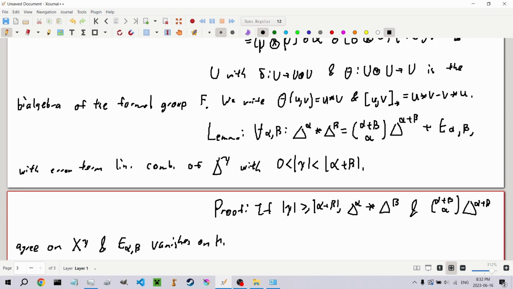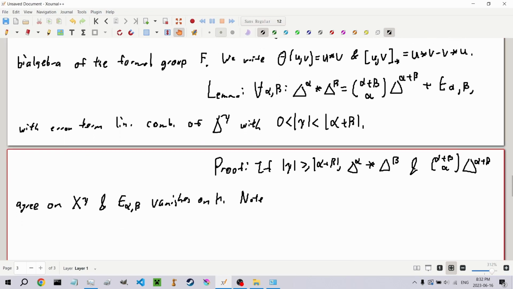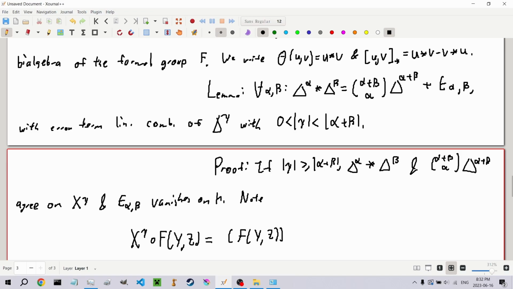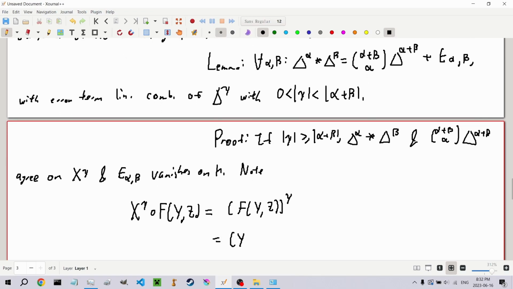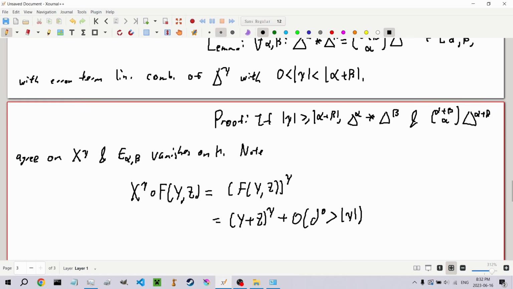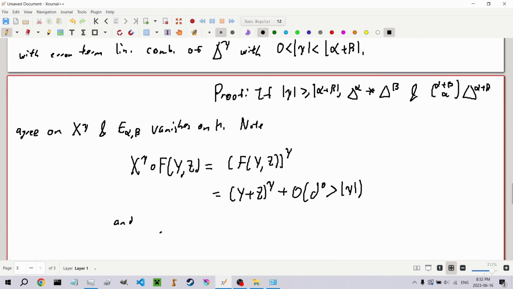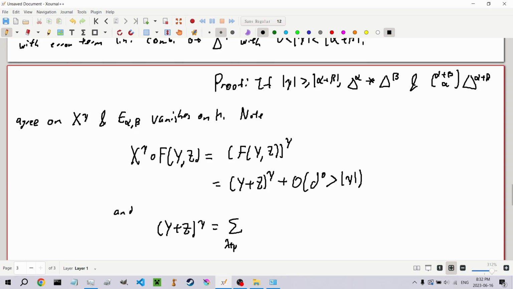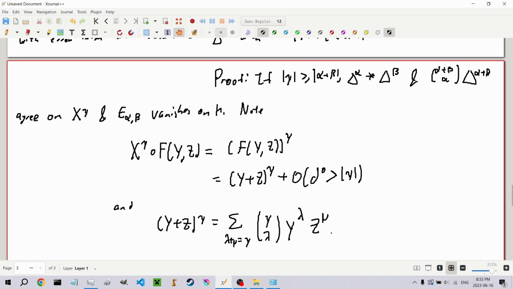And how do we do this? We note first off that x gamma on f of y comma z is f of y and z to the gamma, which is y plus z to the gamma plus our error term where d0 is at least the size of gamma, and y plus z to the gamma is, over lambda and mu being gamma, gamma choose lambda times y to the gamma, z to the mu.